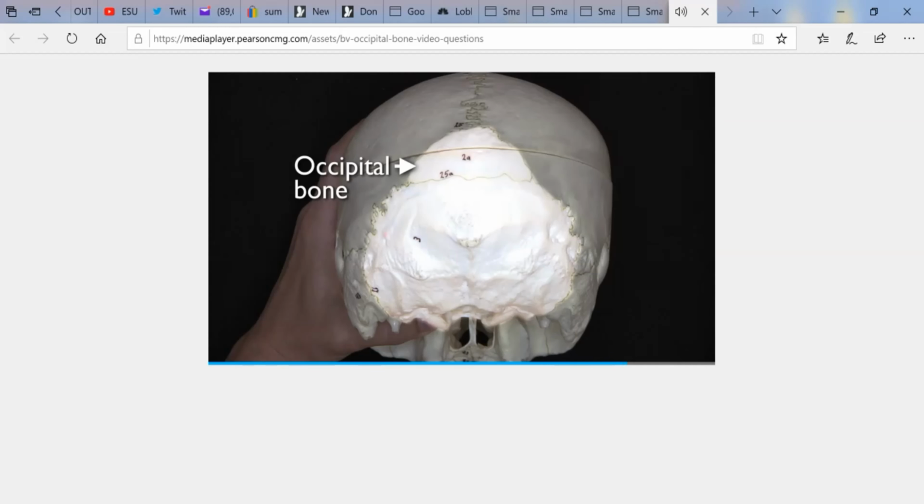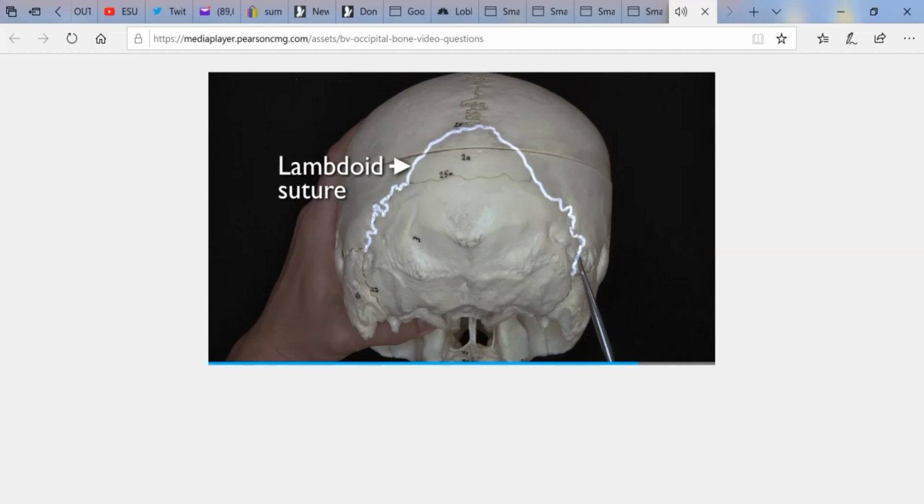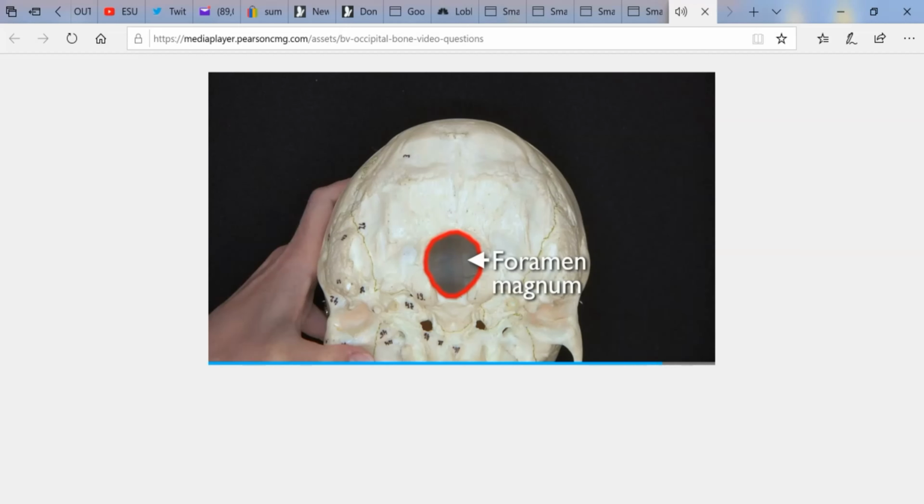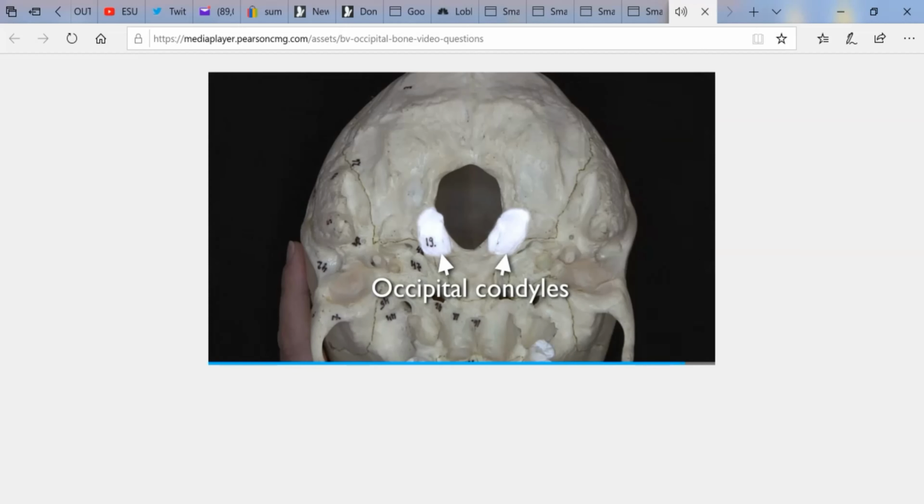Occipital bone, lambdoid suture, foramen magnum, occipital condyles.